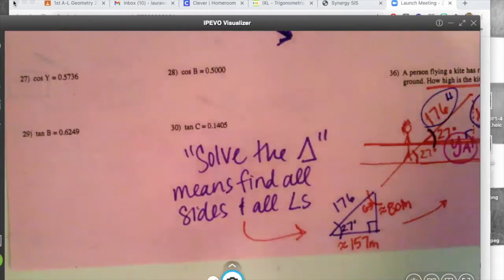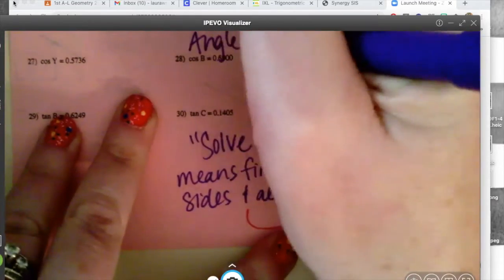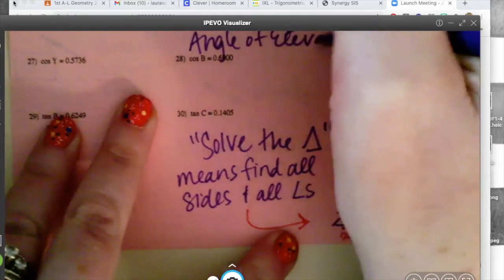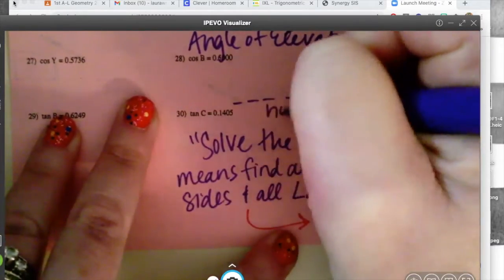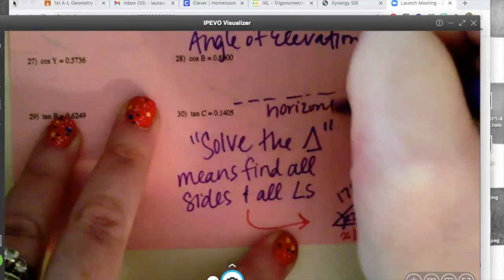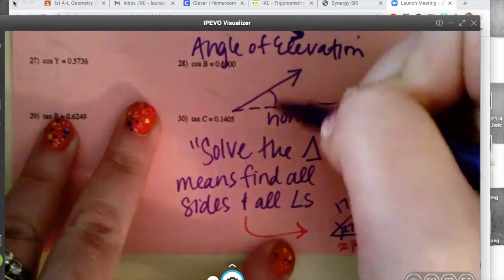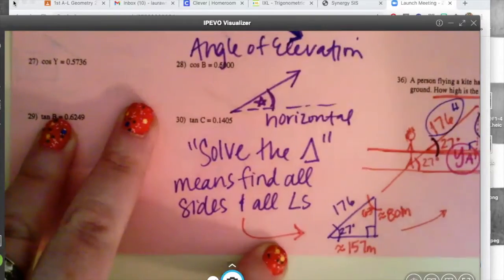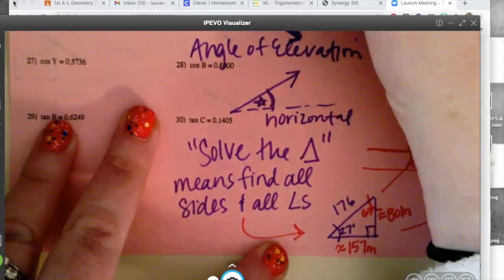The other one, the angle of elevation, well, it's going to go from a horizontal, like the ground, and it's going to go up. So it's going to be in here. Okay, I probably shouldn't have put that 14. If you did it in pencil, you can erase it.